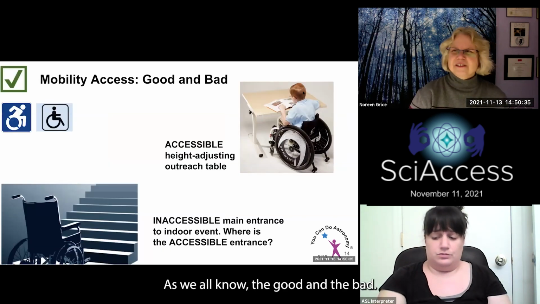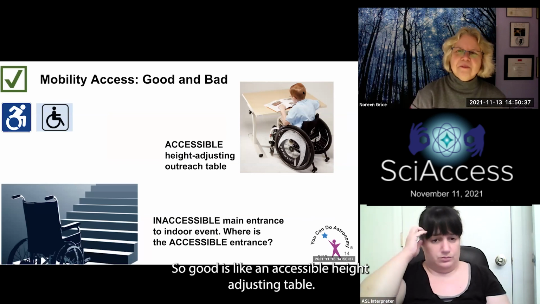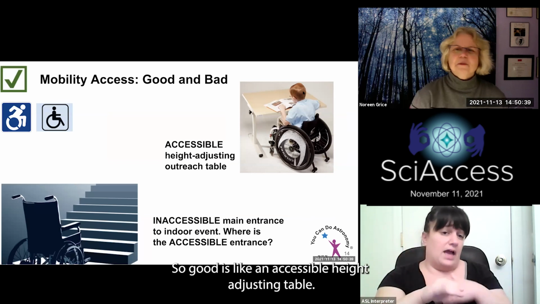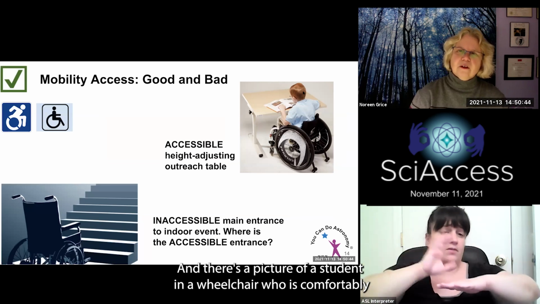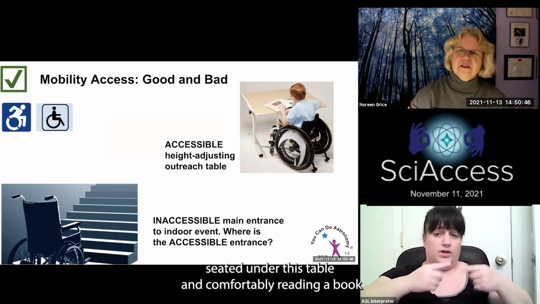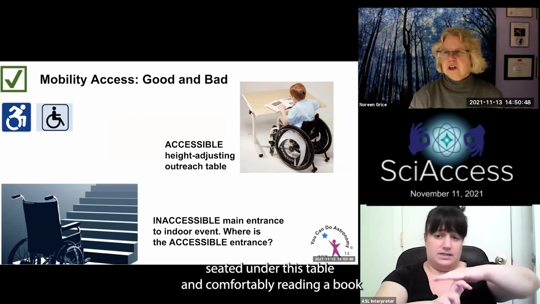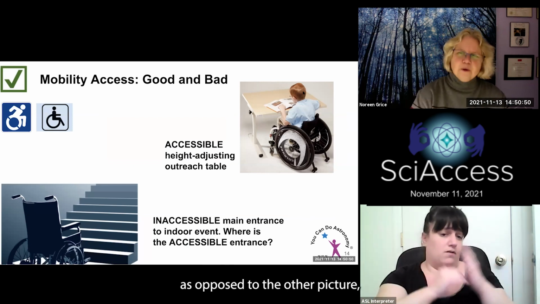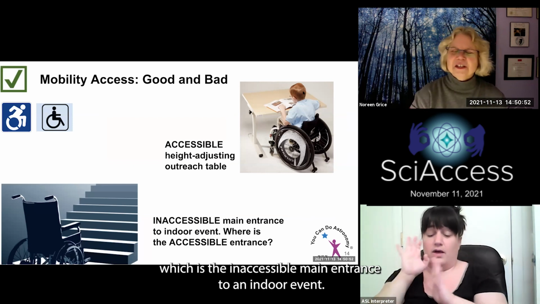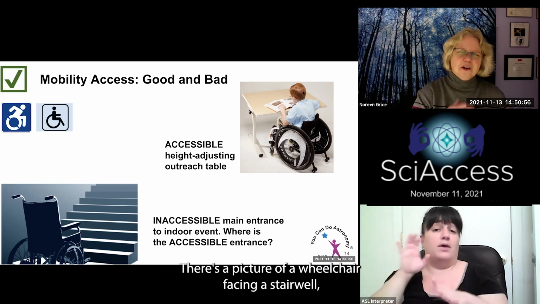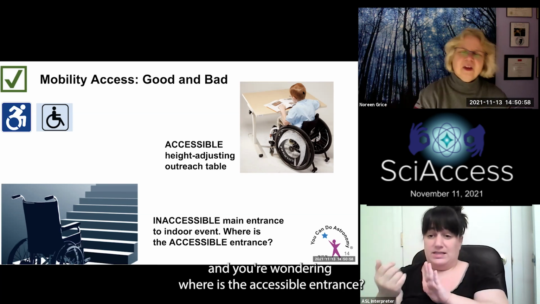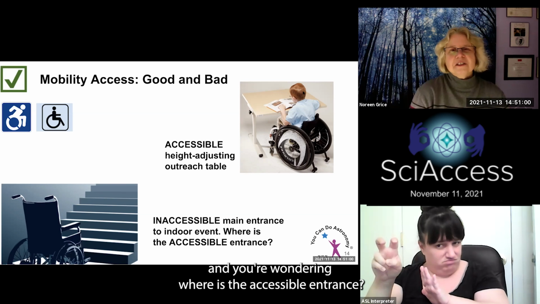Mobility access, as we all know, the good and the bad. So good is like an accessible height adjusting table, and there's a picture of a student in a wheelchair who's comfortably seated under this table and comfortably reading a book. As opposed to the other picture, which is the inaccessible main entrance to an indoor event. There's a picture of a wheelchair facing a stairwell, and you're wondering, where is the accessible entrance?